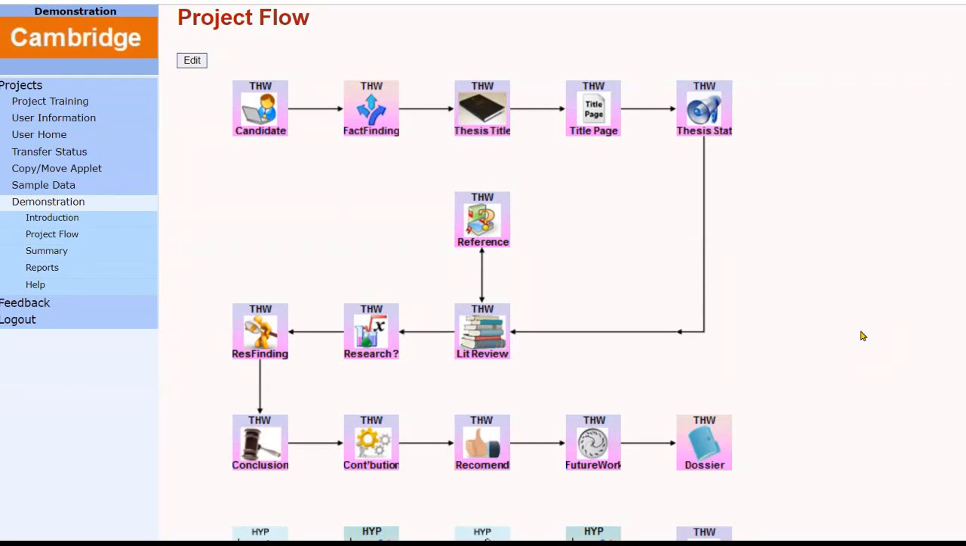If we look at our project, we will see that this project flow has been created. Now, how do we do that? Well, once you log on, you'll be invited to give your project a name. In my case, the project is called Demonstration because it's a project that I use for demonstrating to my students.